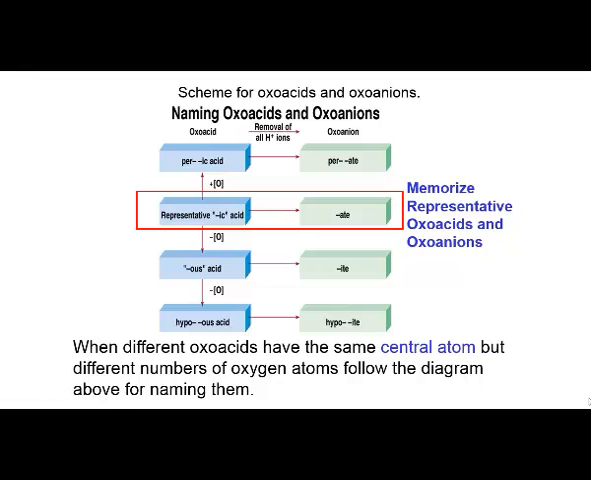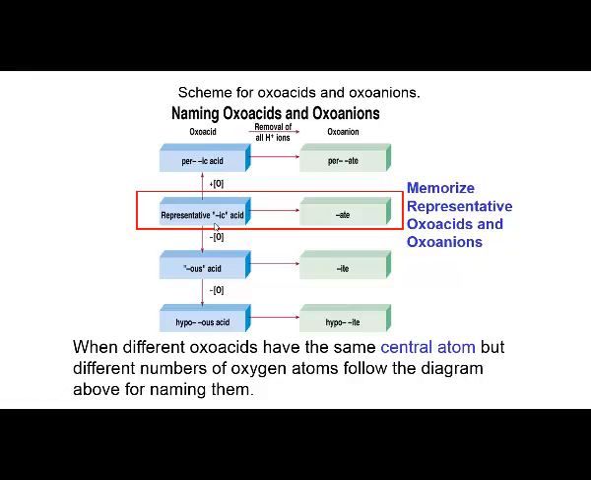Now, with this in mind, we can see how the prefixes and suffixes can relate between oxoanions and their acids. If I've memorized the ate oxoanion, as I write the acid, the ate ending goes to an ic. So chlorate goes to chloric acid, or nitrate goes to nitric acid, or sulfate goes to sulfuric acid, for example.